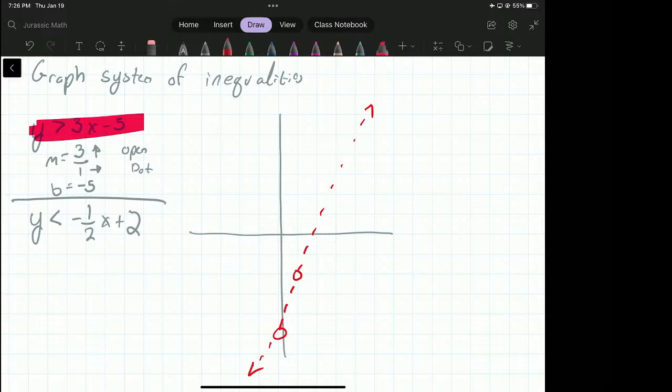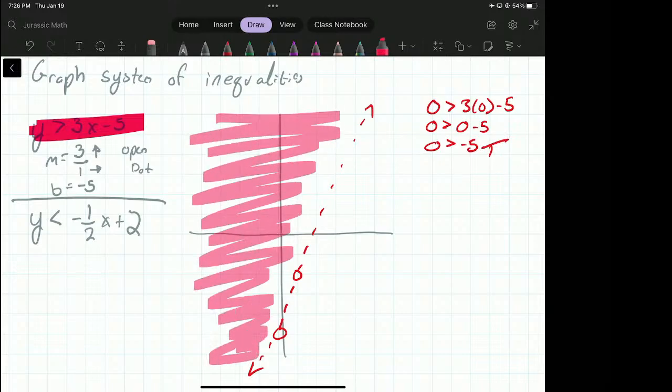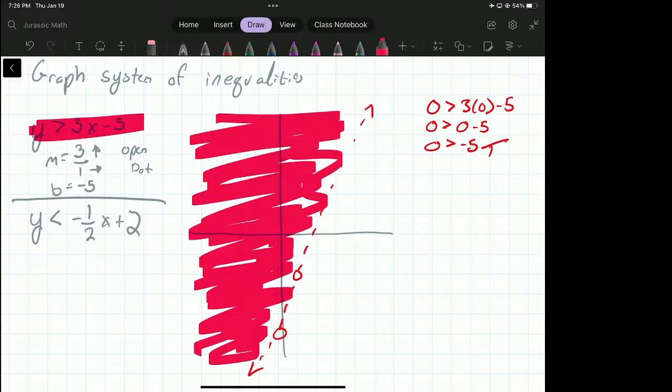Now, once you have one of them graphed, you need to find a point that's not on that line and plug it in to see if it's a true or false statement. So like always, I'm going to pick 0, 0 because that's the easiest one in the world. So 0, 0 is in the dead center of the graph. It's not on this line. So is 0 bigger than 3 times 0 minus 5? 3 times 0 is 0. 0 minus 5, negative 5. That is a true statement. So that means I'm going to take my shading color and shade towards 0, 0. And I'm going to get this a beautiful blob.